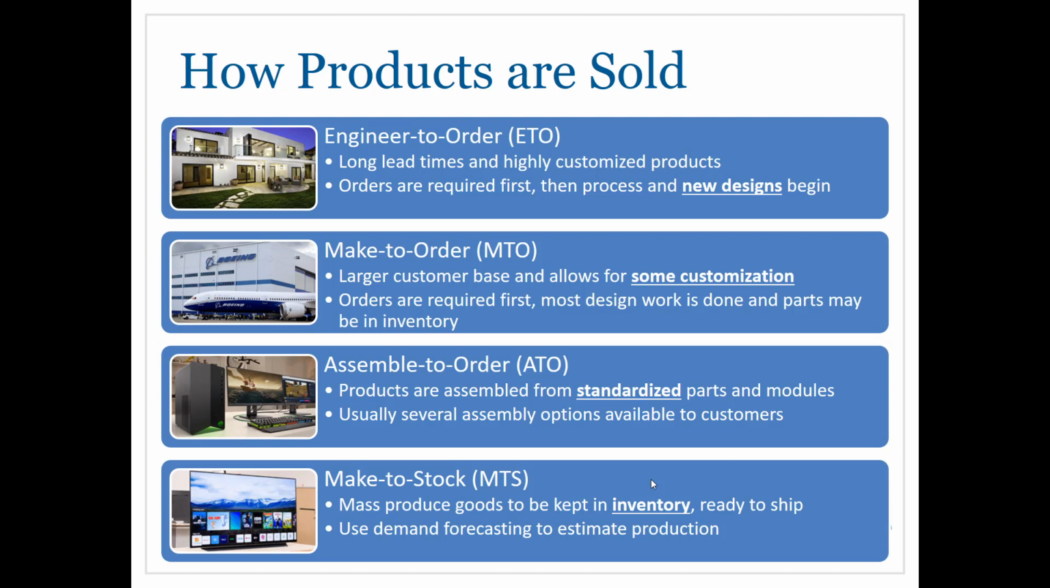And then the last one is make to stock. So think mass production of goods that can be kept in inventory. So when a customer wants it, it's ready to ship out to them quickly. Now, this requires demand forecasting to estimate how much production should occur. So examples of this would be like televisions, patio furniture, and clothing.